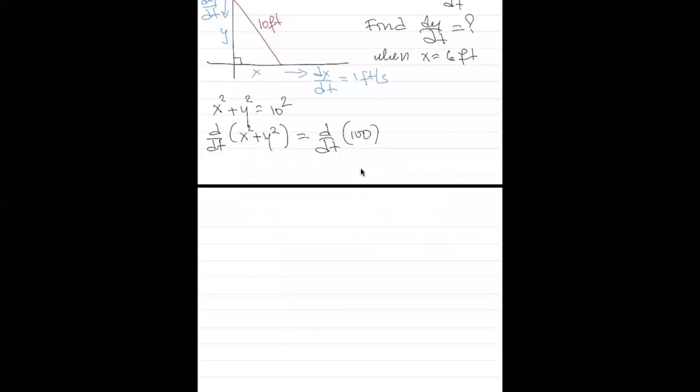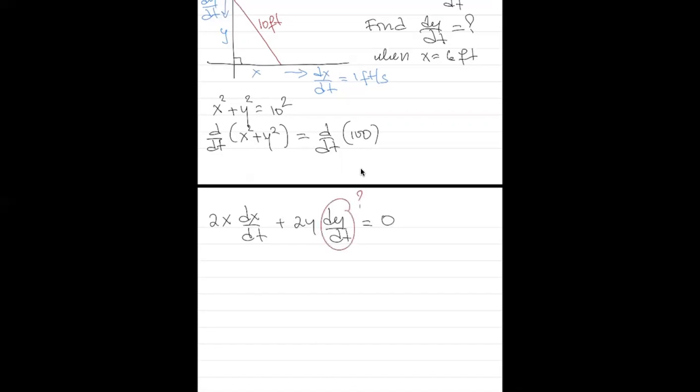So we're going to treat x and y equally here because both x and y depend on t. We do the power rule, 2x, and then dx/dt, which is like x prime, plus 2y dy/dt equals 0. The derivative of a constant is 0. So what do we want to solve for? We want to solve for dy/dt. That's what we have to find out.